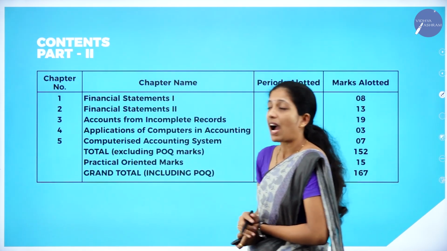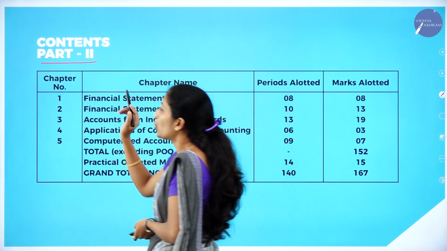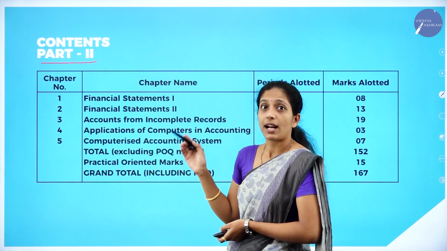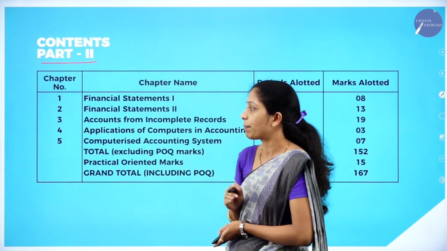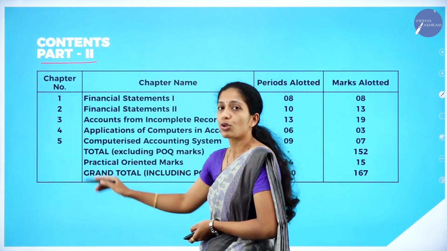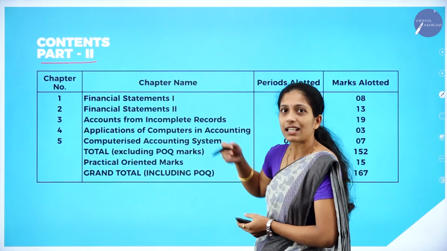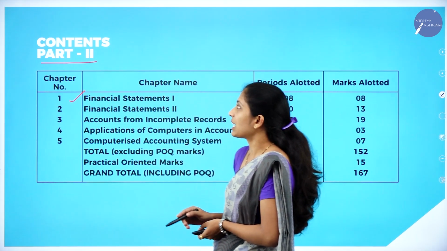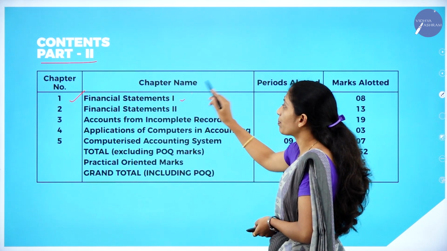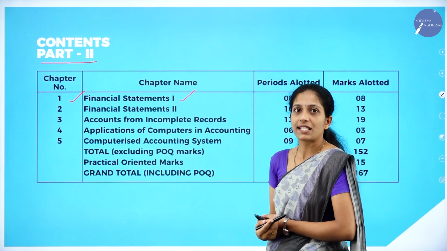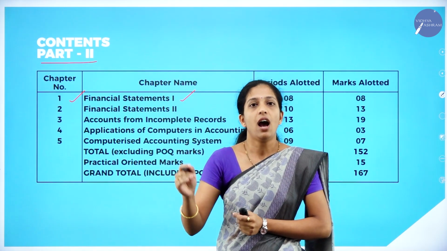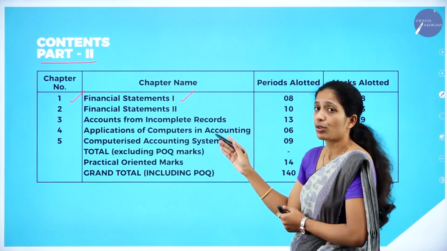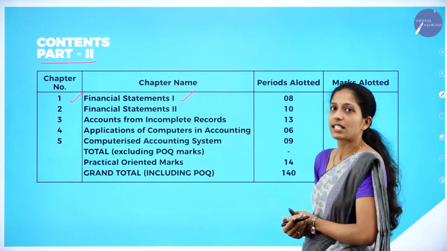Now coming to part 2, let us see what contents are included under part 2. Here you will have a total of 5 chapters. Under part 1 you had 8 chapters; in part 2 you have a total of 5 chapters. It is a continuation of part 1. Here the first chapter under part 2 is financial statement 1. At the end of the financial year, how we are going to prepare the financial statement, that we are going to discuss under the first chapter, financial statement 1.